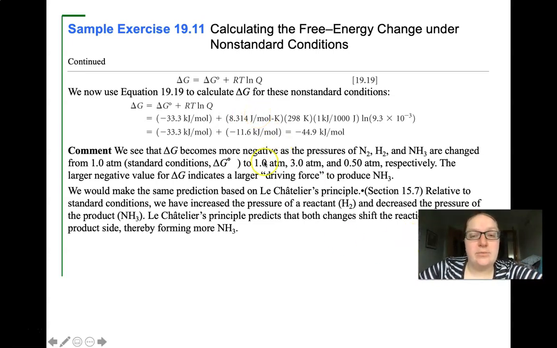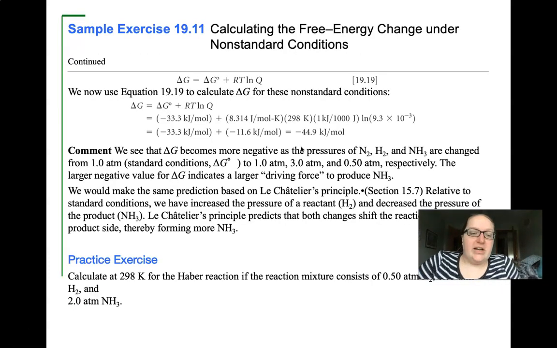Okay. From there, you're just finishing off the math. You get negative 44.9 kilojoules per mole. That means under non-standard conditions, this reaction is spontaneous, right? Remember, we're looking at those delta G values and we're interpreting them. We're not just saying, oh, it's negative blah blah blah, or it's positive blah blah blah. We have to put a concept behind it.